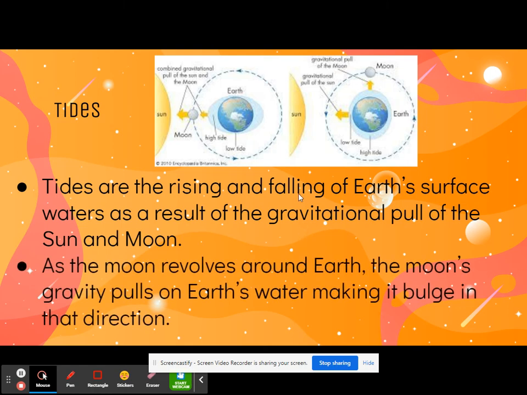As the moon revolves around our planet, the moon's gravity is going to pull on Earth's waters and make it bulge in whatever direction the moon is facing us. All right. The sun has some gravity too and works on it too, but the moon's gravity affects our tides more than any other thing does.